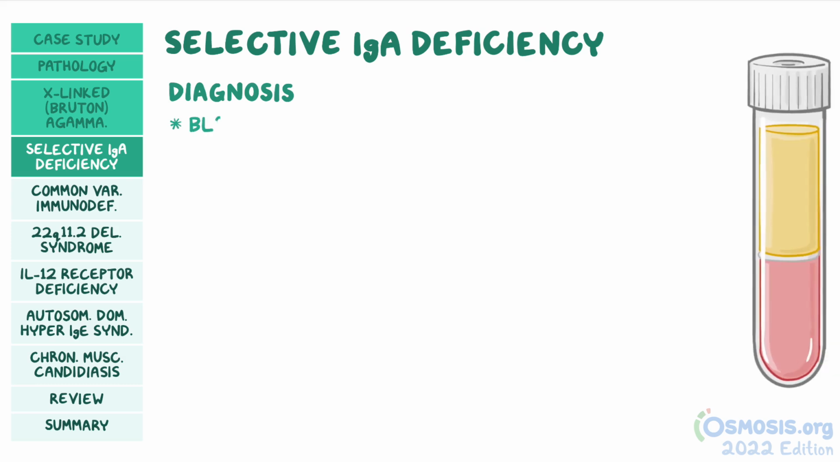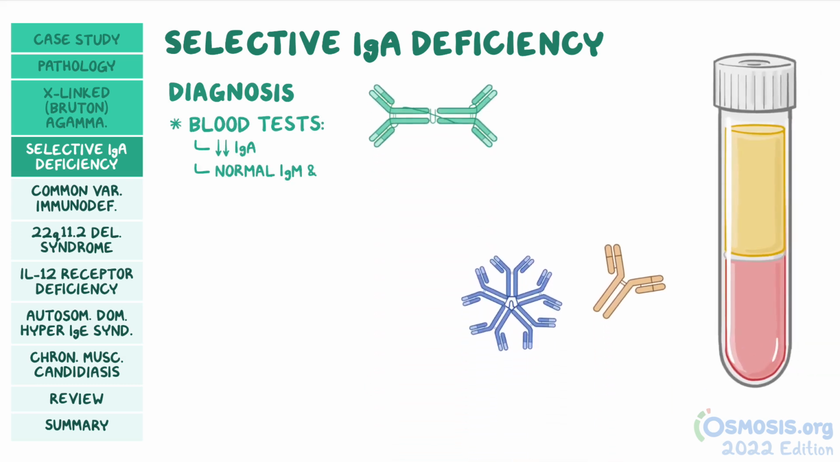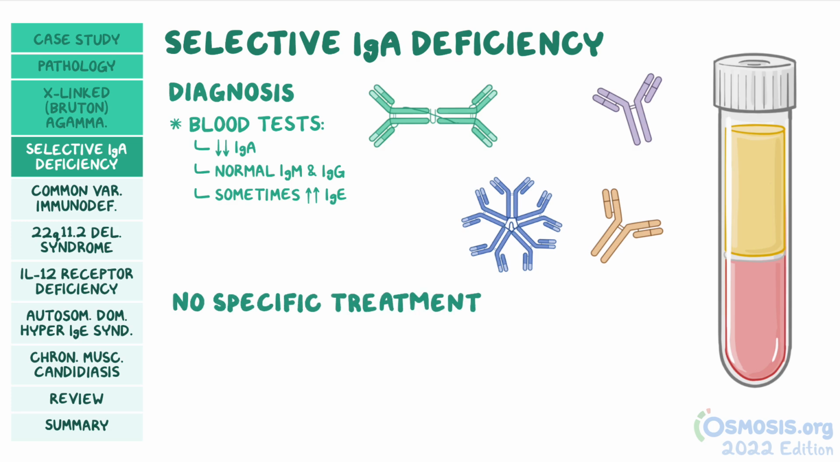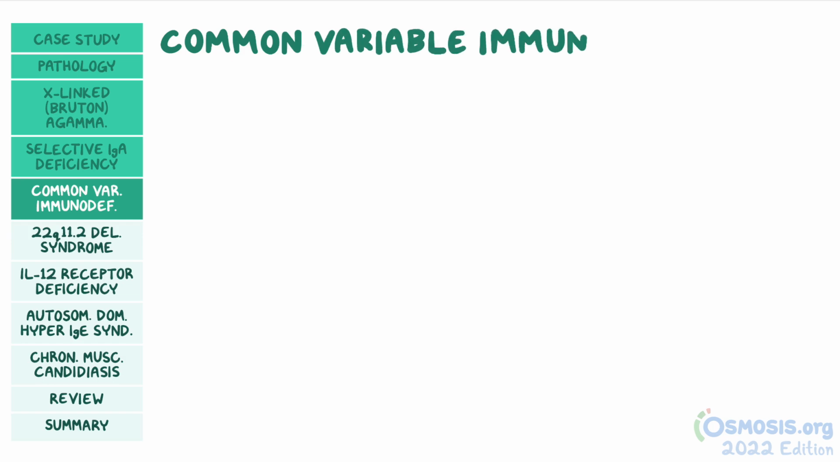Diagnosis is based on blood tests showing low IgA levels, normal levels of IgM and IgG, and sometimes increased IgE. There's no specific treatment for selective IgA deficiency. The last B-cell disorder you should know for your exams is common variable immunodeficiency, or CVID for short.